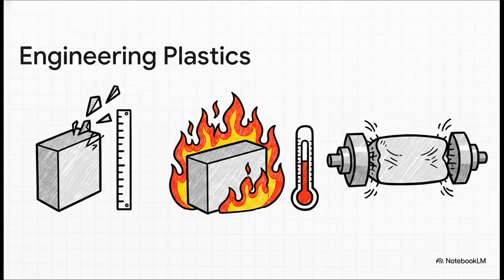POM, also known as Delrin, is stiff with low friction, so it makes really consistent, manageable chips. PEEK is this high-performance polymer built for extreme high-temperature environments, but man, it requires incredibly precise heat management.